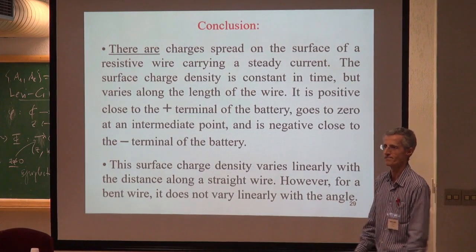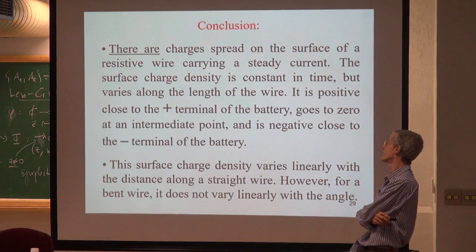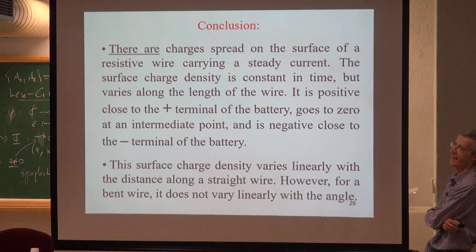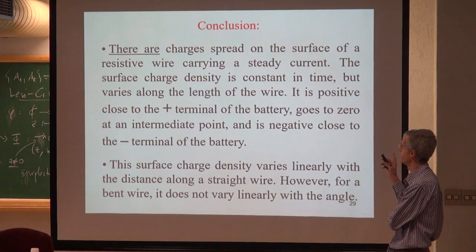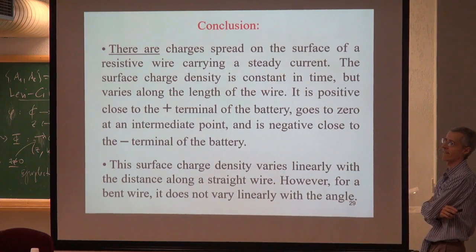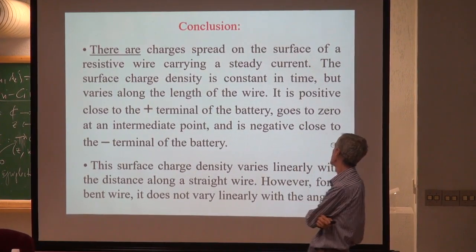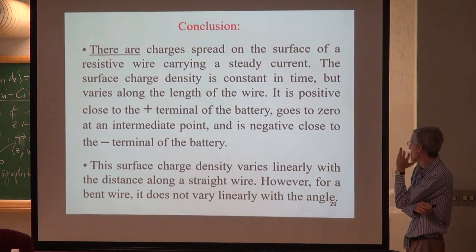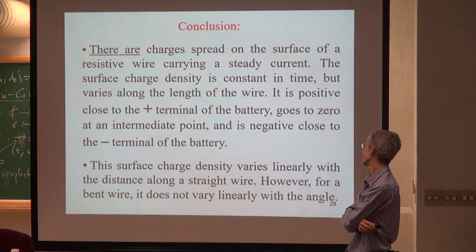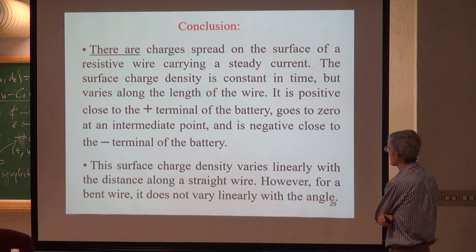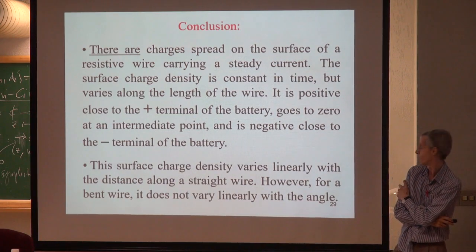So, conclusion. There are charges spread on the surface of a resistive wire carrying a steady current. The surface charge density is constant in time, but varies along the length of the wire. It's positive close to the positive terminal of the battery, goes to 0 somewhere, and is negative close to the negative terminal of the battery.